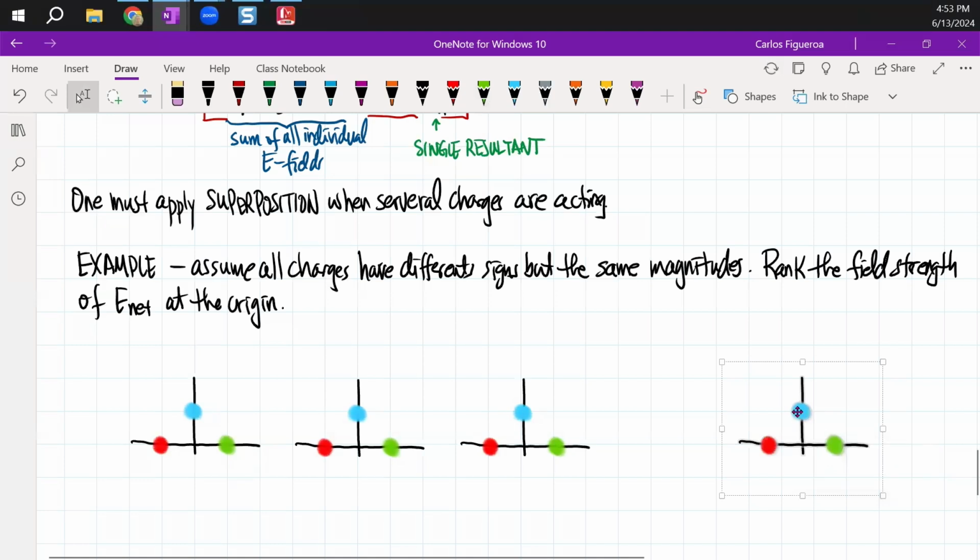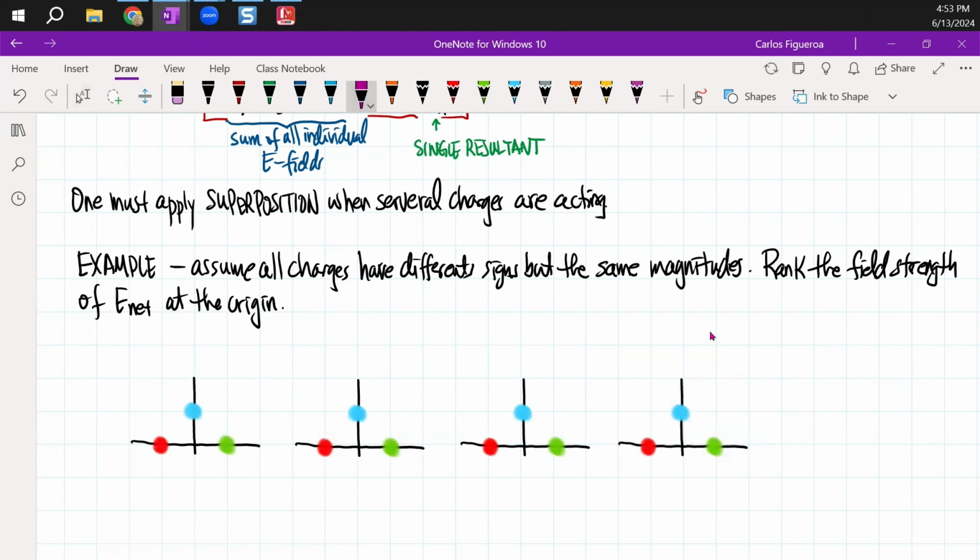So now I'm going to assign the values. They're all an equal distance to the center. This is going to be the point P, my point P everywhere. So we want to rank the fields at point P. I'll label these as 1, 2, 3, 4.